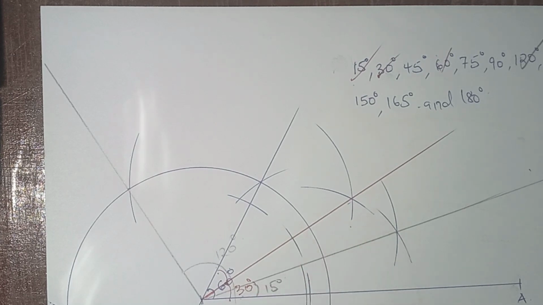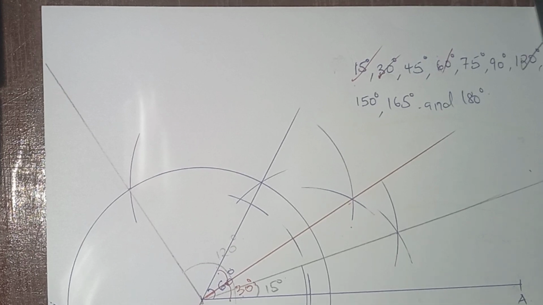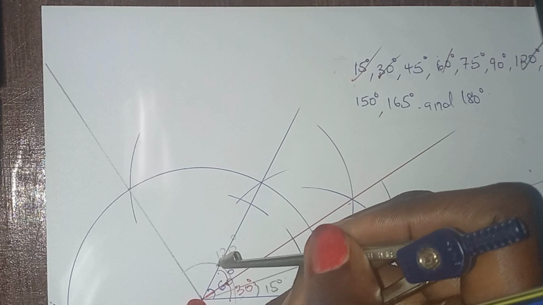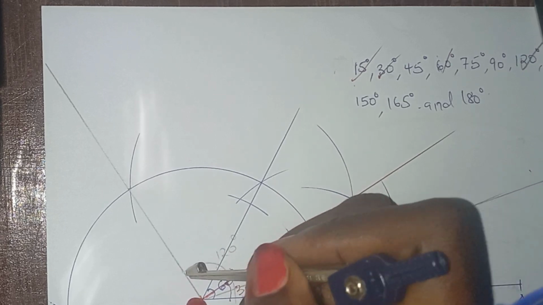So in order to construct 90 degrees, you will bisect this 60 degrees that is here at this point.